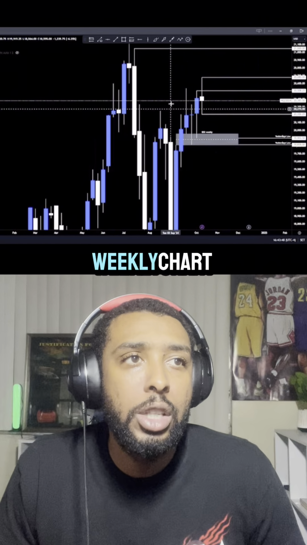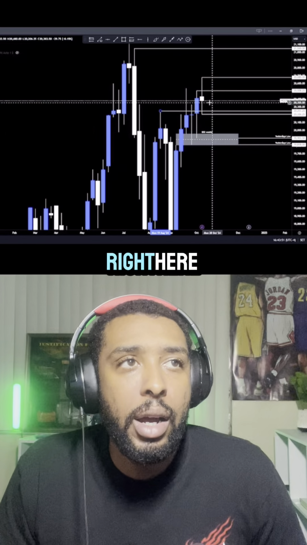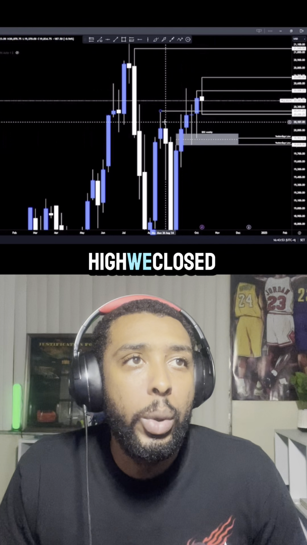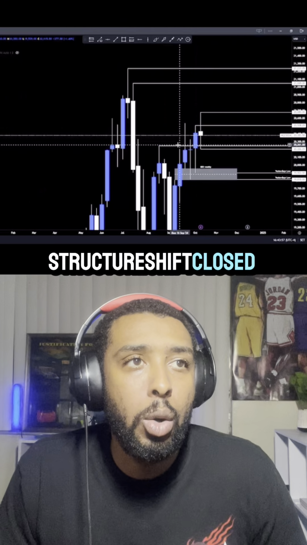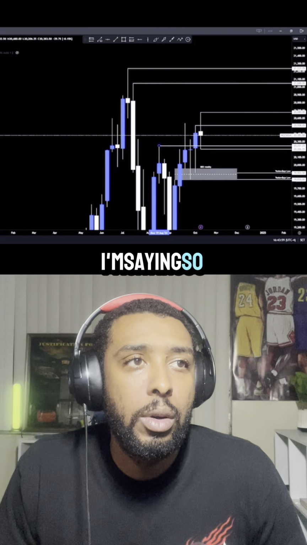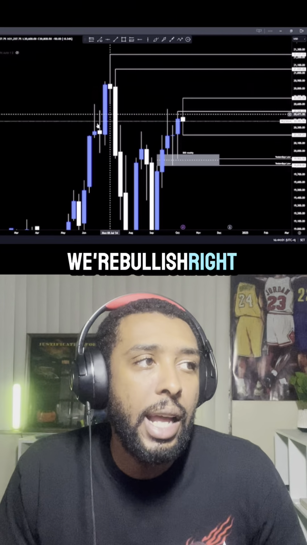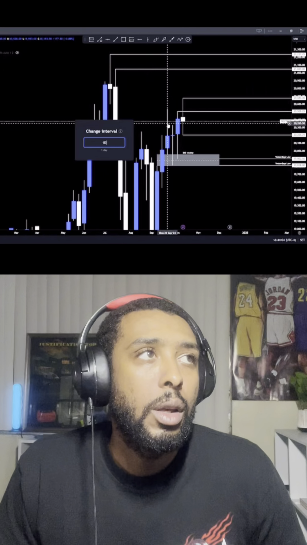Why are we bullish on the weekly chart? Because we created, see this high right here? You see this high? We closed above this high. So now this is basically like a market structure shift, closed above the high. You see what I'm saying? So that's how I know we're bullish right now on the weekly chart. Right, now let's go to the daily.